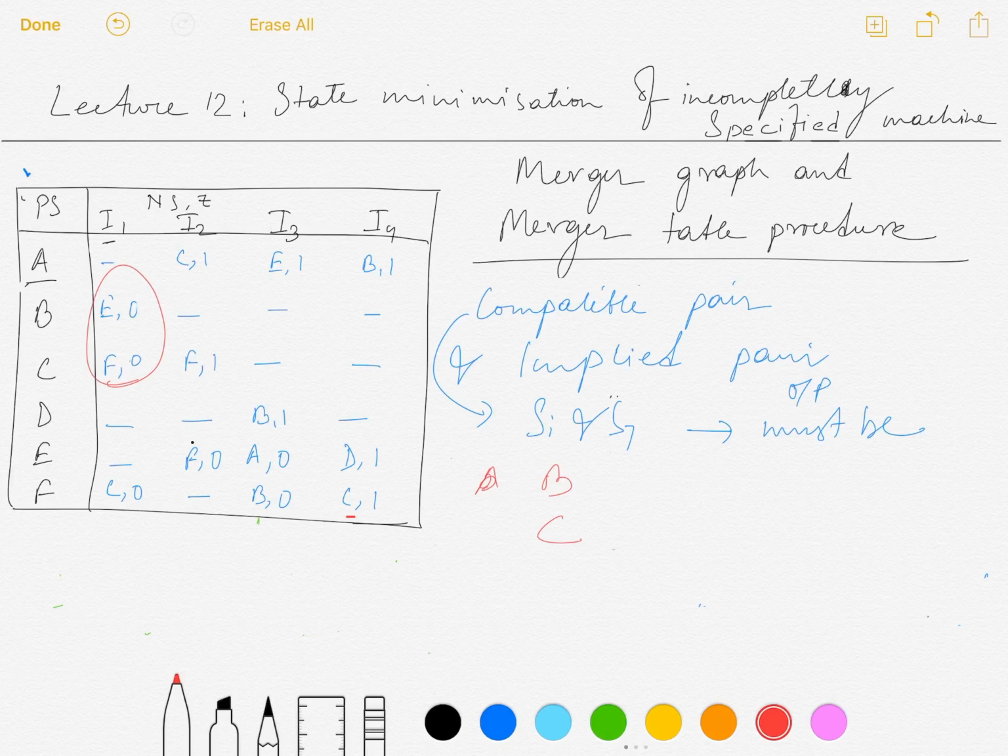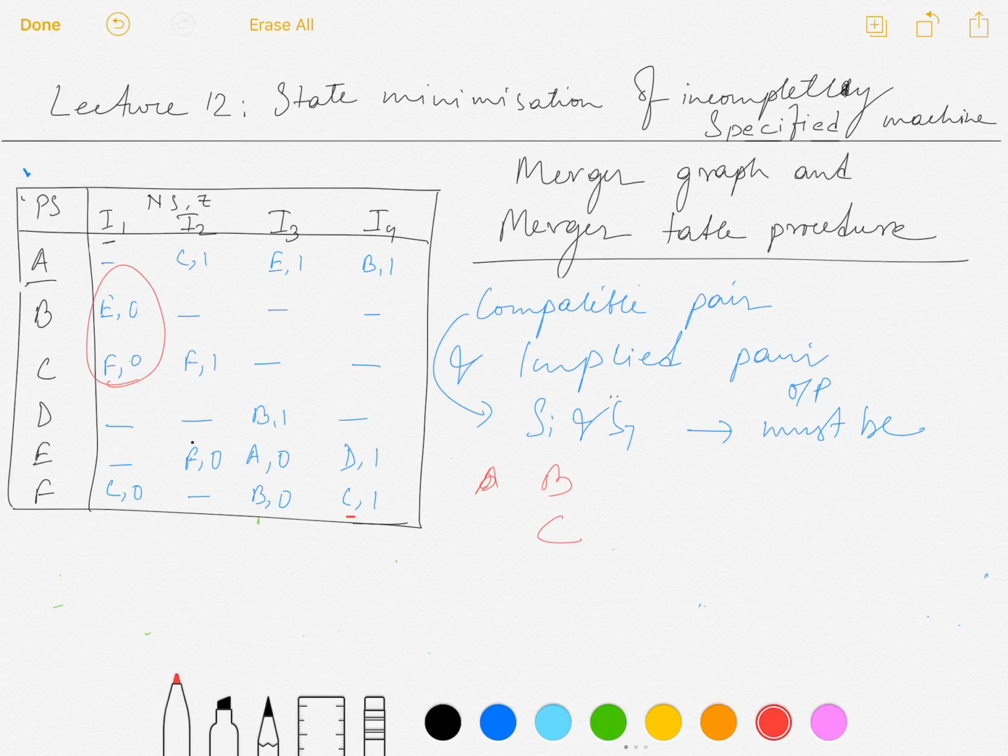Yes, we have to check, but for the time being we will not check it. We will check it when we create the compatibility graph, which will be done later on. Now, the basic concept is, for any pair of states, if the outputs are not specified, we can consider that pair of states compatible, and if the output is specified, that specified output pair of states will be considered as the implied pair of states, and for that implied pair of states we have to check the compatibility.